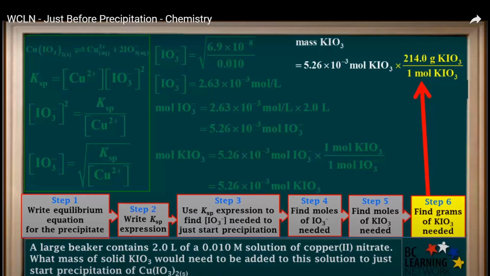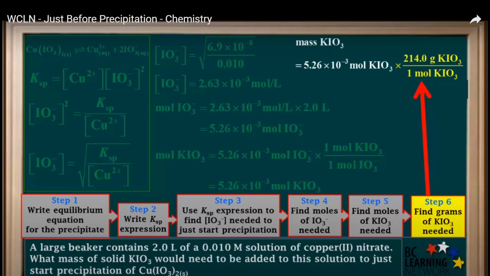So Alvin, I feel like maybe your problem was you did the mass of IO3 minus by itself. Is that possible? Did you have 214 grams per mole? Yeah? Okay, so I don't know what you did.